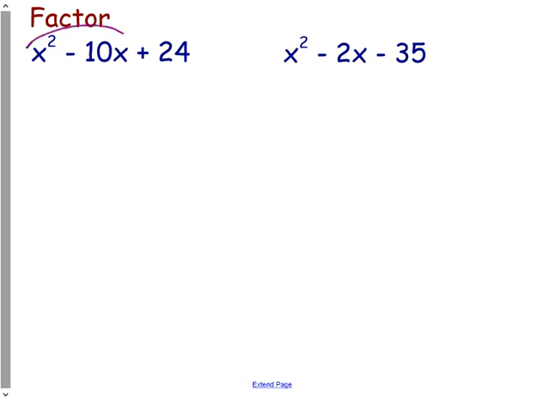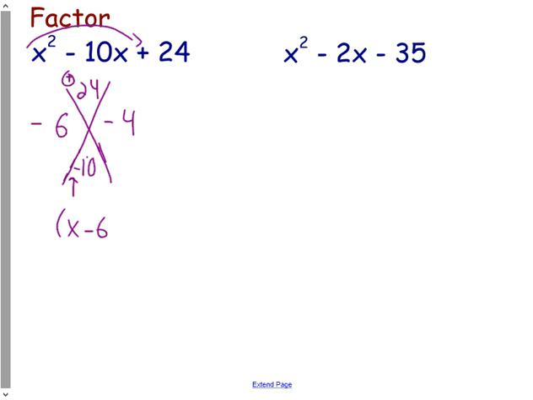And the answers are 1 times 24, 24 adds equal minus 10. Okay? When we have a minus on the bottom, it means we have to have some negative. If it's a plus on top, it means the signs are the same, right? Because plus times plus is plus, minus times minus is plus, and the bottom sign tells us they're both negative. So numbers that multiply to equal 24 are 6 and 4. And so negative 6 and negative 4 are the numbers, x minus 6, x minus 4.